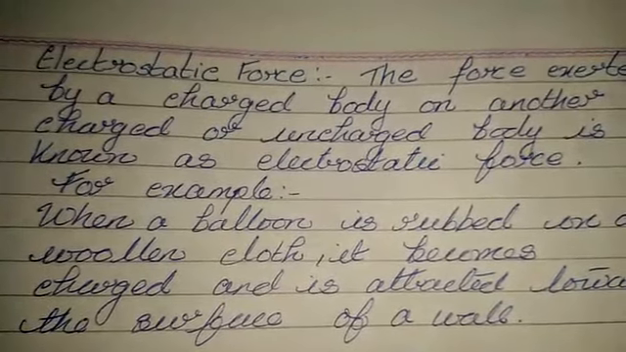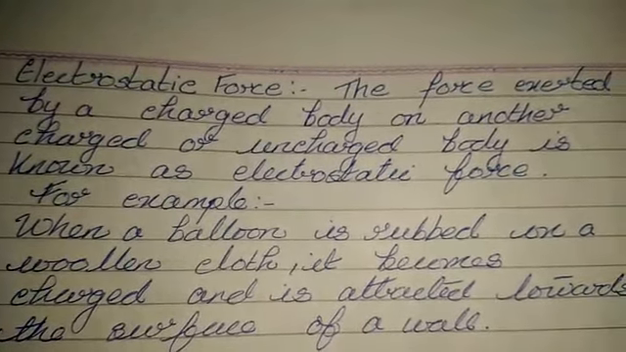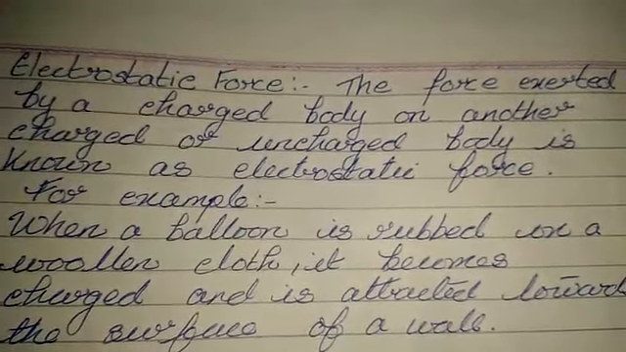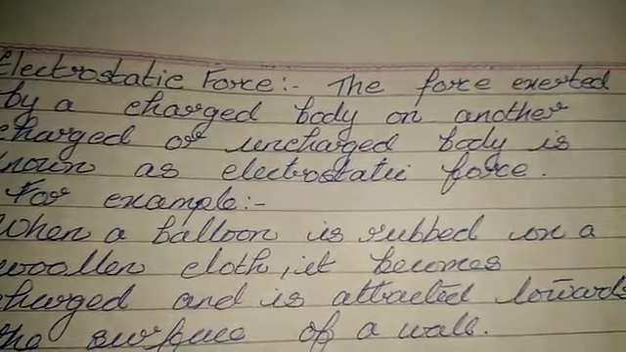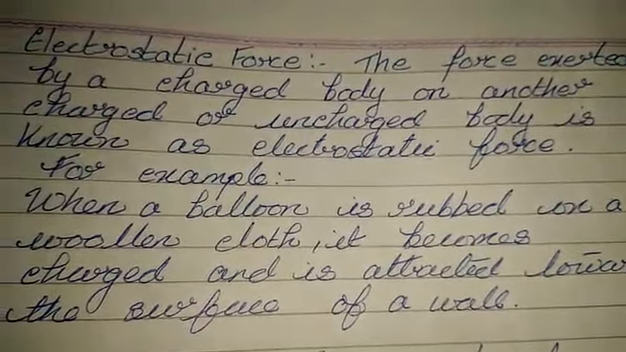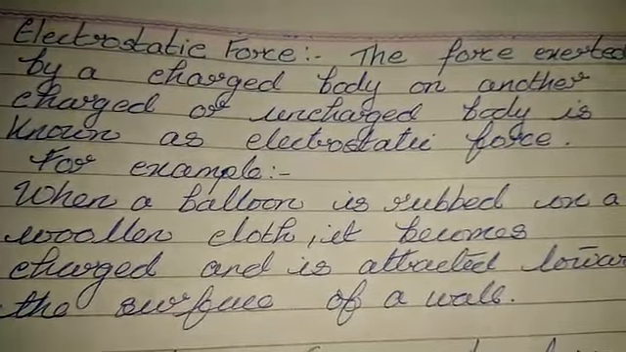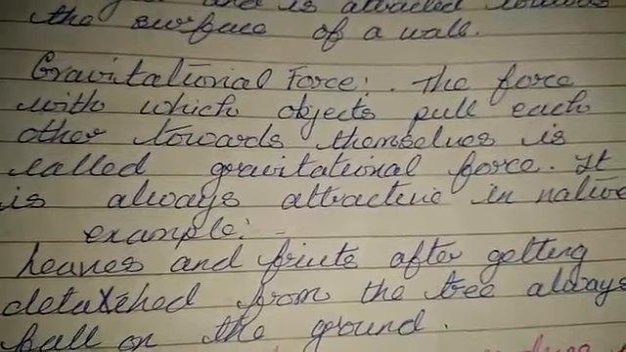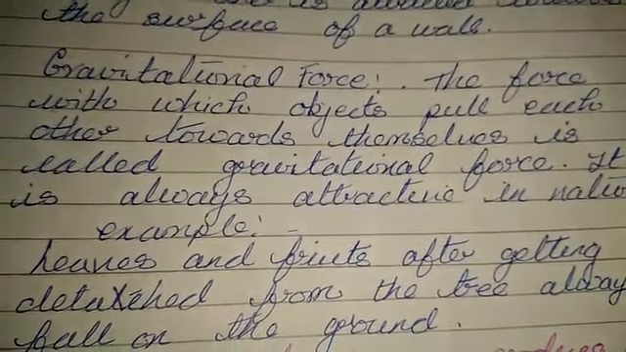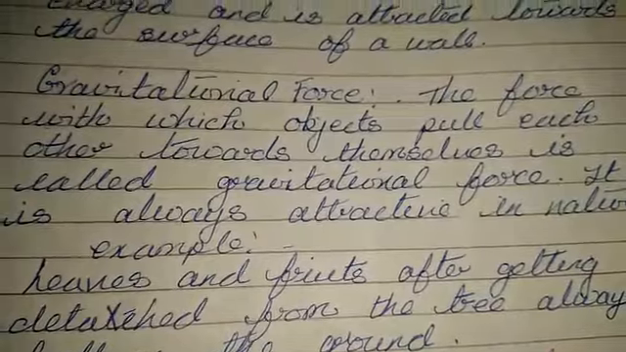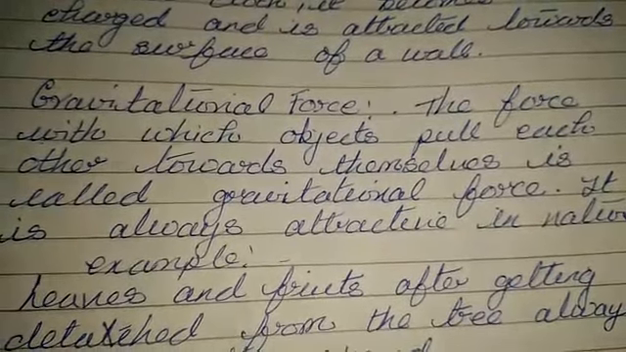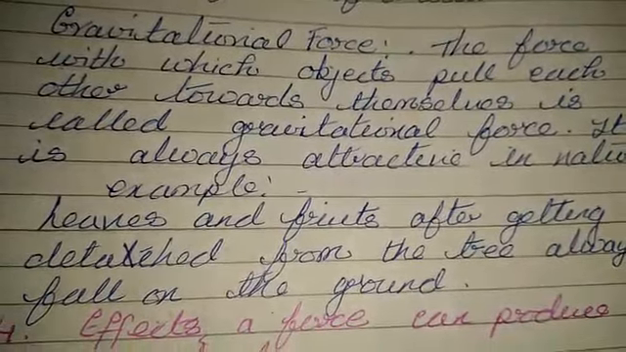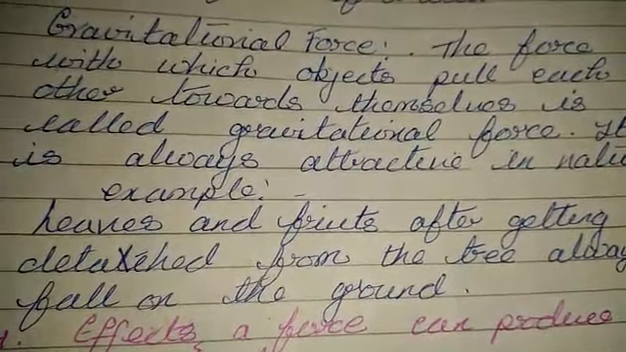In the following way you can write. Electrostatic force is the force exerted by a charged body on another charged or uncharged body, and this is known as electrostatic force. For example, when a balloon is rubbed on a woolen cloth, it becomes charged and is attracted towards the surface of a wall. Gravitational force. The force with which objects pull each other towards themselves is called gravitational force. It is always attractive in nature. Example, leaves and fruits after getting detached from the tree always fall on the ground.